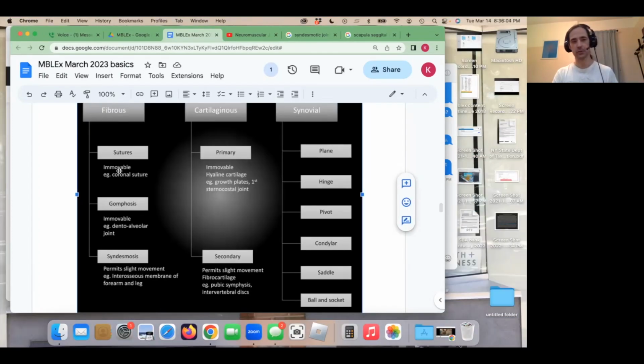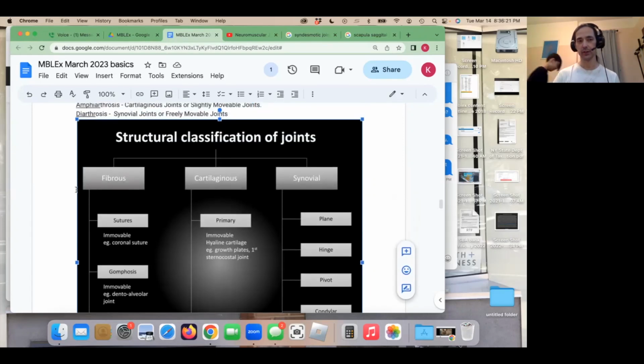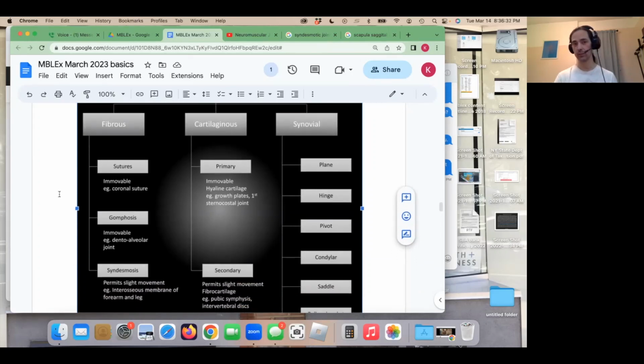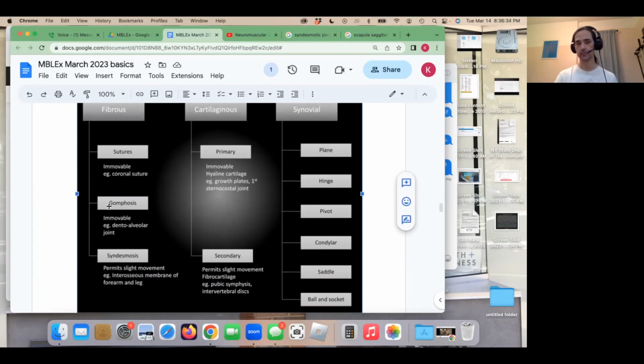Okay, so sutures. Sutures are immovable. Coronal suture is the example that they list. So when you hear coronal, think crown, corona, think head, right? So the sutures in the skull are immovable. That's a fibrous or a synarthrotic joint. If you guys want to see any of these drawings, diagrams, anatomical pictures, you just let me know, okay? Otherwise, I'm going to go through them didactically, which means just verbally.